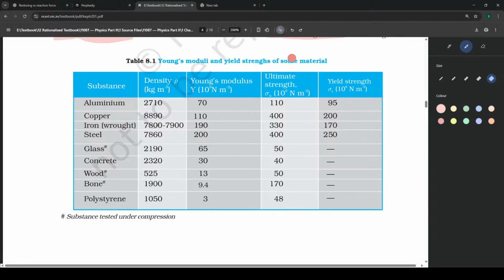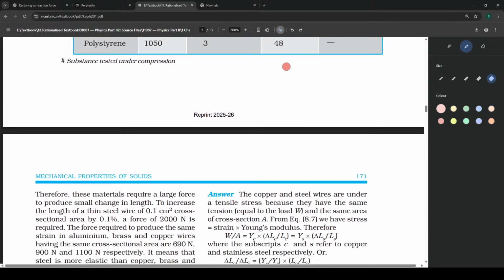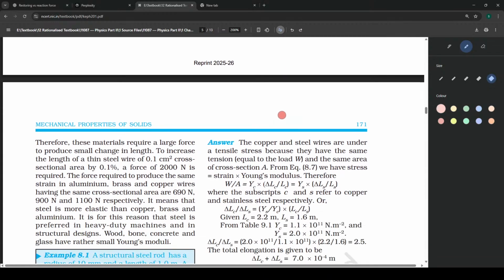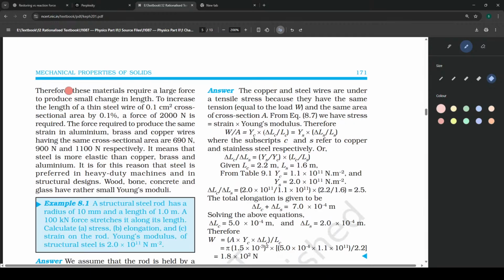These are substances tested under compression, with steel having the highest Young's modulus, the highest ultimate strength point, similar to copper, and the highest yield strength as well. Therefore, these materials that are metals require a large force to produce a small change in length.